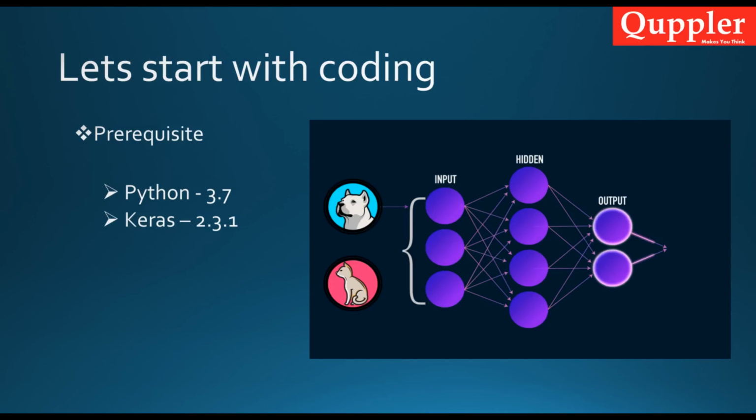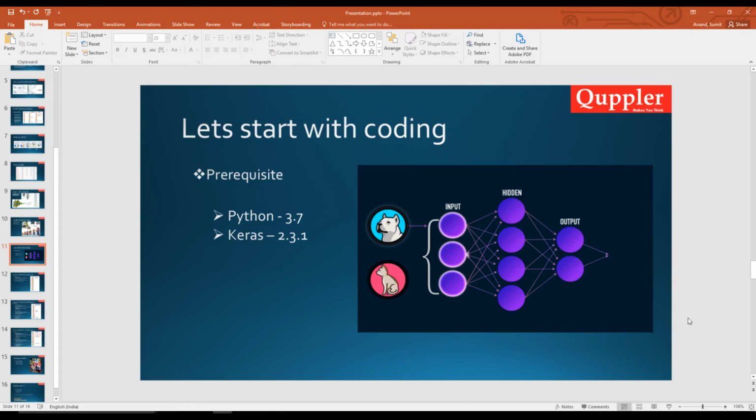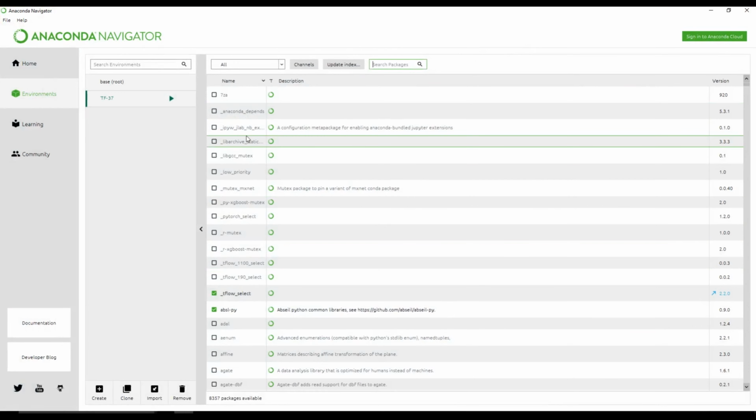Okay, so now let's start with the coding session. Before starting, we have some prerequisites. You need to have Python 3.7 installed and Keras 2.3.1. In my system, if I can show you, I have my virtual environment set up as TF37, which means you can give any name you want. It's purely based on your choice. You can give any environment name.